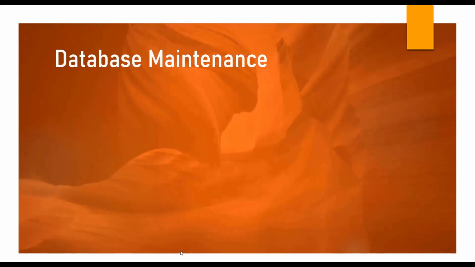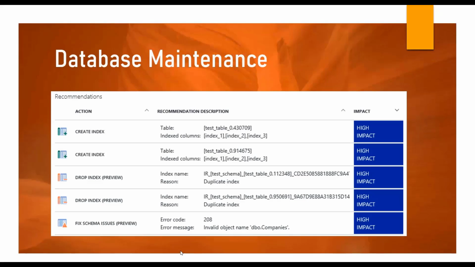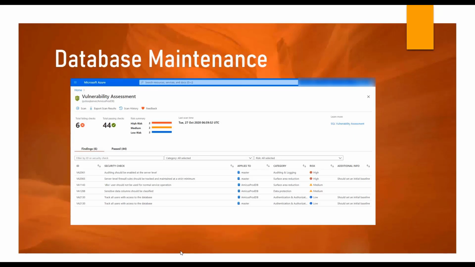So one thing that we do is we take our database and we put it on Azure on a free account and we let it run for a while. And after a while, Azure Advisor will give us recommendations of what we can do to improve our database performance. And that can be things like we're seeing in the picture: creating index, dropping index, basic schema issues, and so on. Not only that, if it goes a little further, it even gives you security recommendations like firewall rules that should be tracked, auditing should be enabled, DBO user should not be used for normal service operation, and so on.